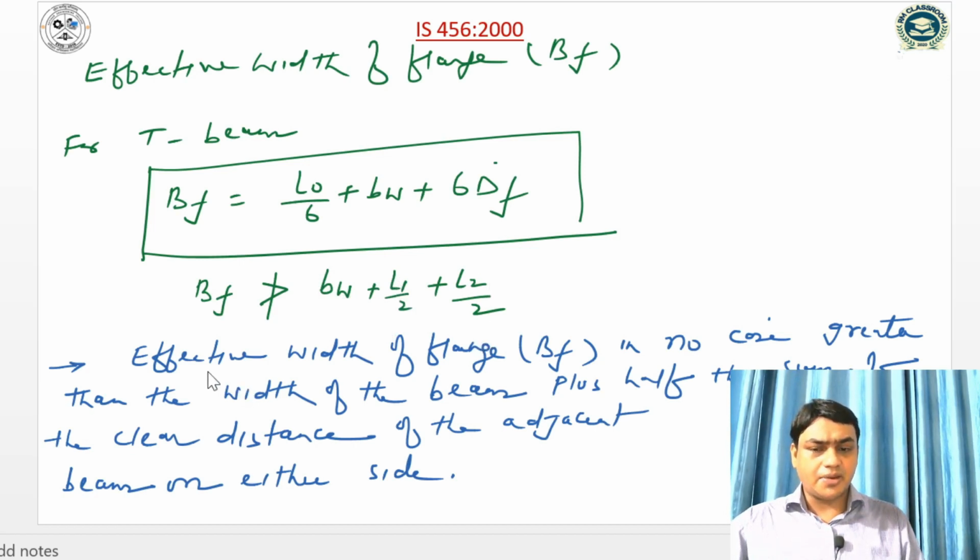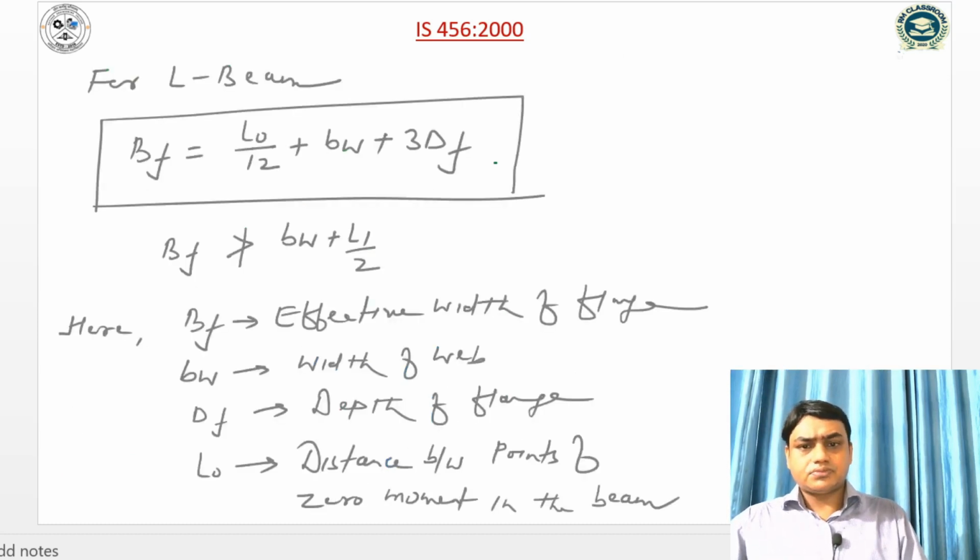So here I have written that the effective width of the flange BF is in no case greater than the width of the web plus half the sum of the clear distances of the adjacent beams on either side. Similarly, for L beam, the effective width of the flange will be L0 by 12 plus BW plus 3 DF, and it should not exceed the value of BW plus L1 by 2.